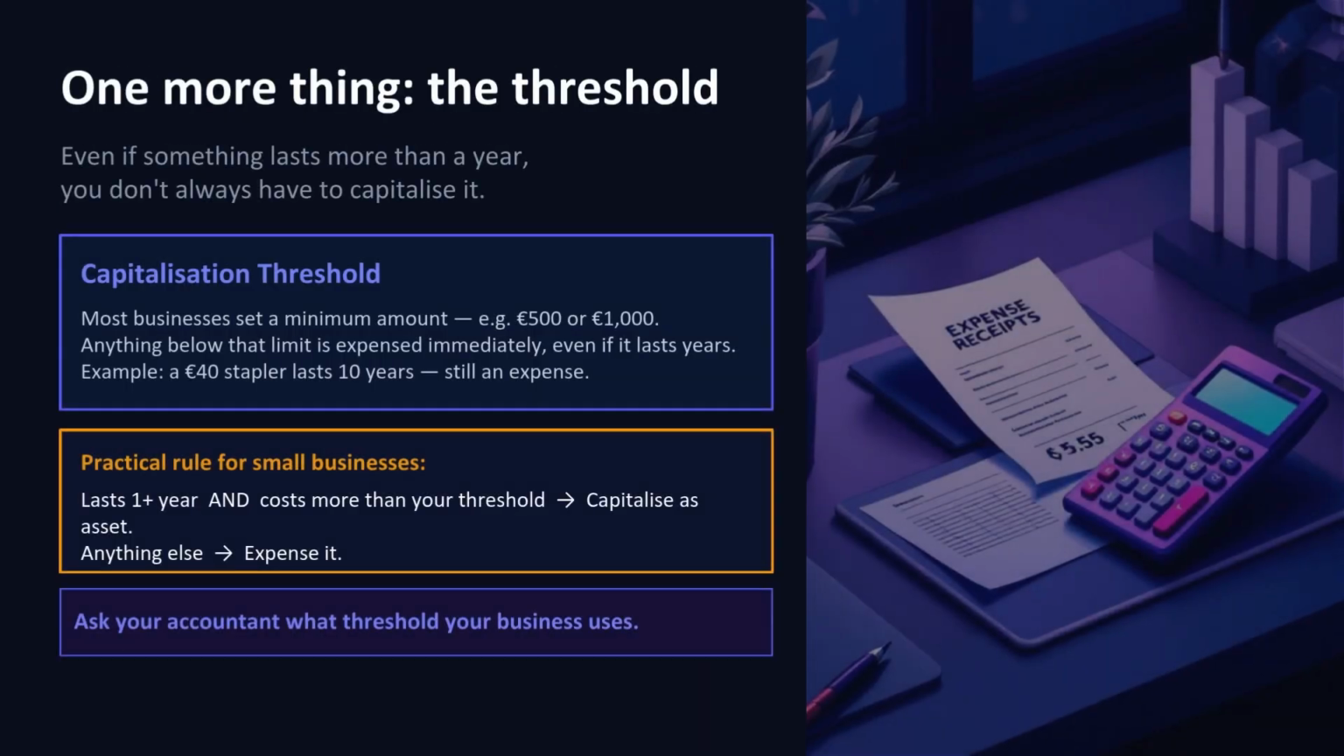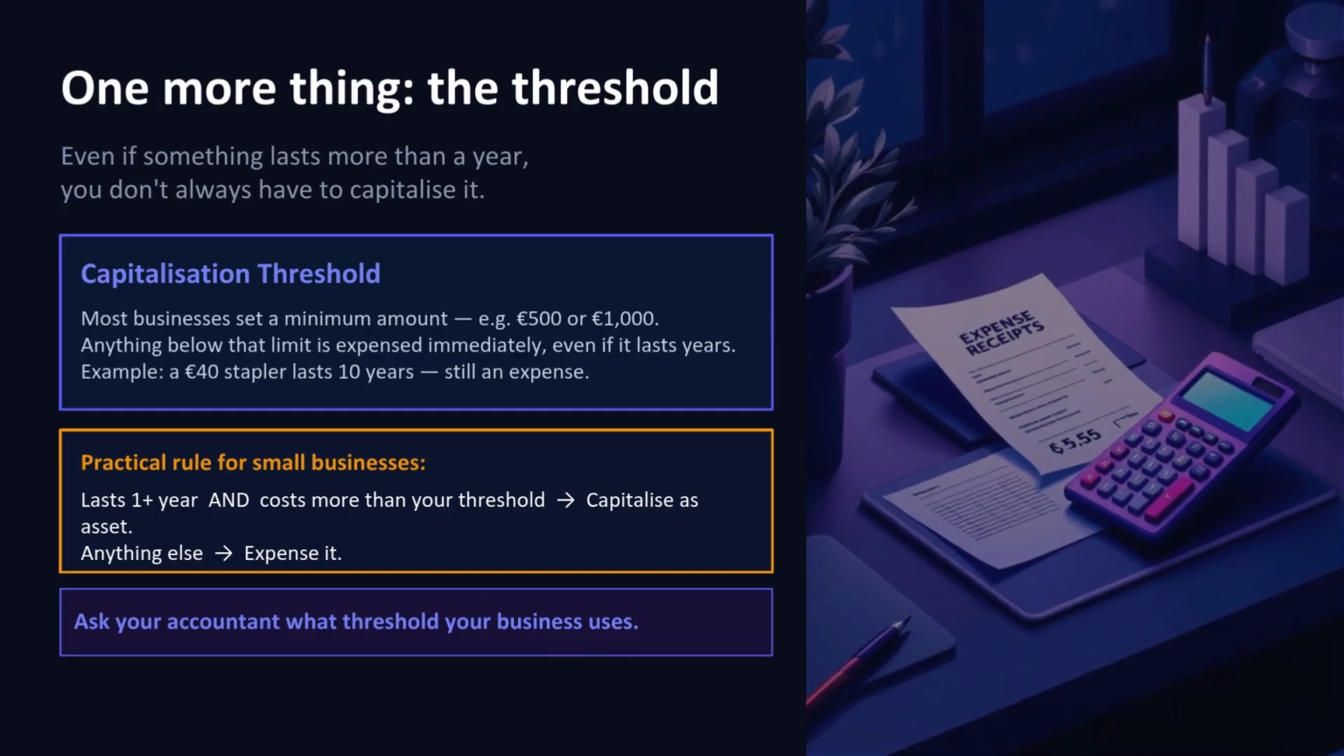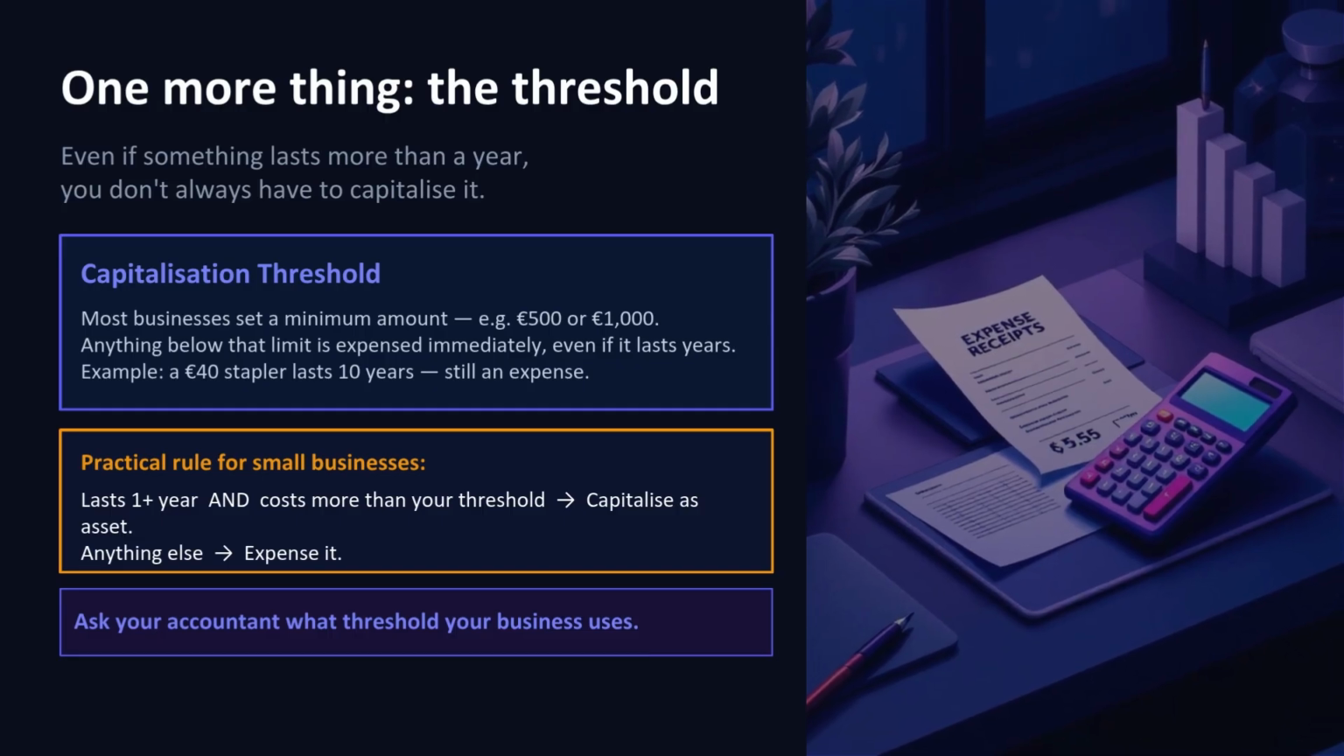One last thing before we wrap up. And this one saves a lot of headaches. Even if something lasts more than a year, you don't always have to capitalize it. Most businesses set what's called a capitalization threshold, a minimum amount, typically somewhere between 500 and 1,000 euros. Anything below that limit gets expensed immediately, even if it technically lasts for years.